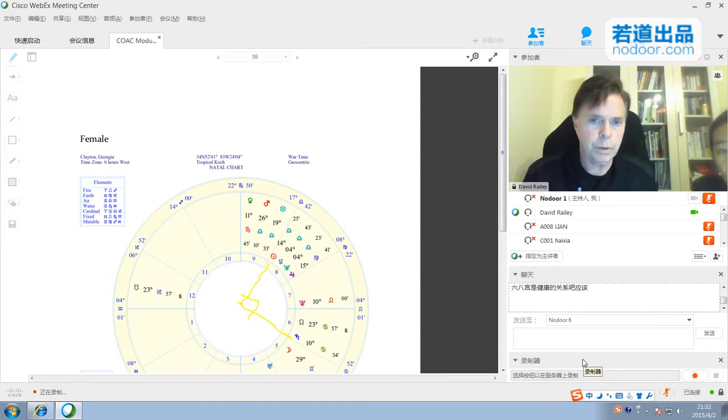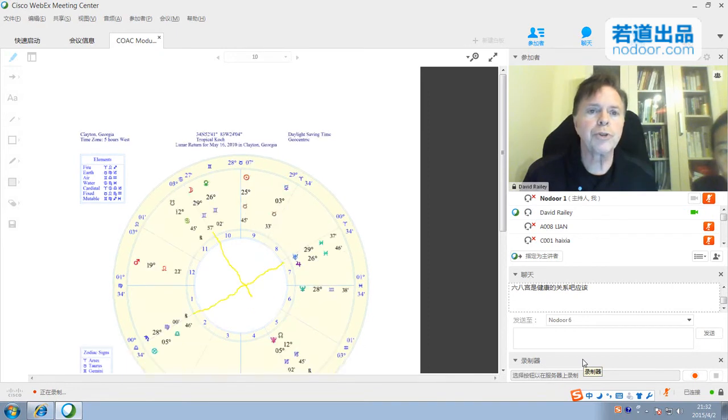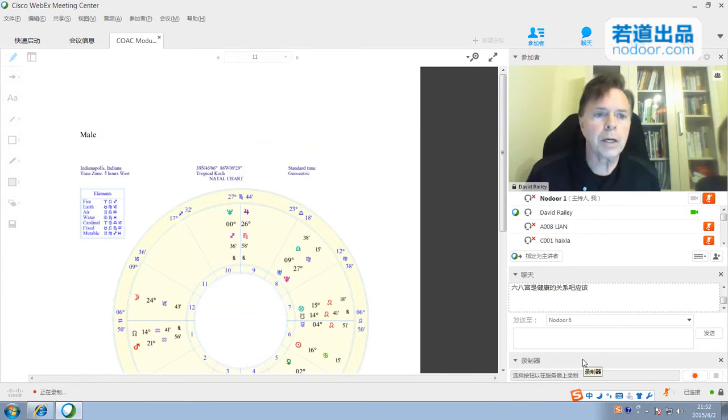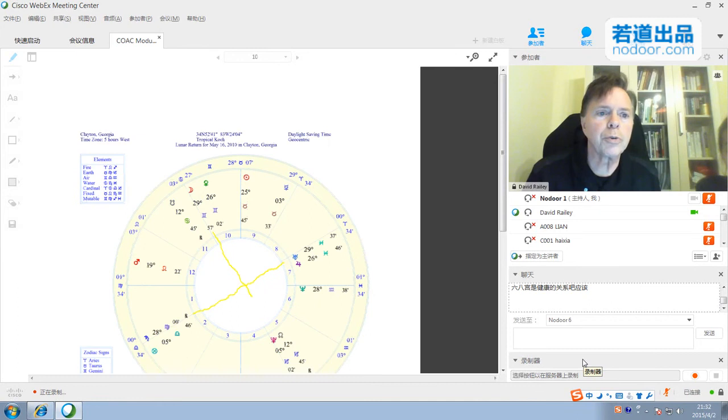The next chart is her daughter's chart. No. The next chart is the lunar return of my client. Okay. The next chart is the lunar return of my client for the month that her daughter died.